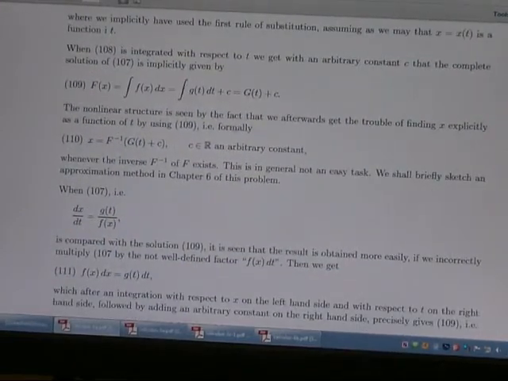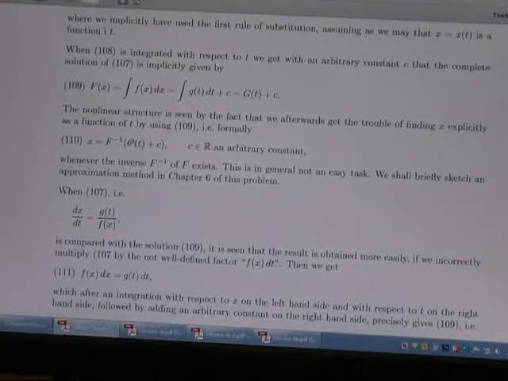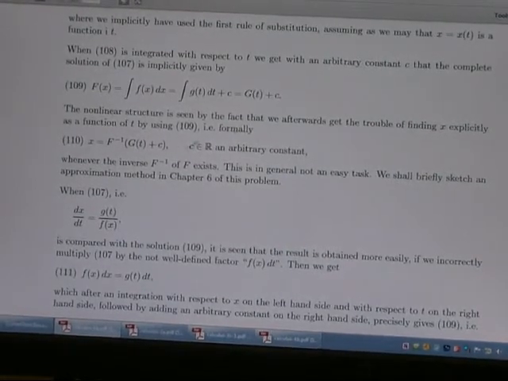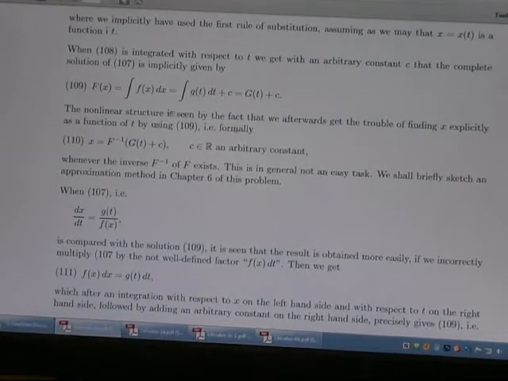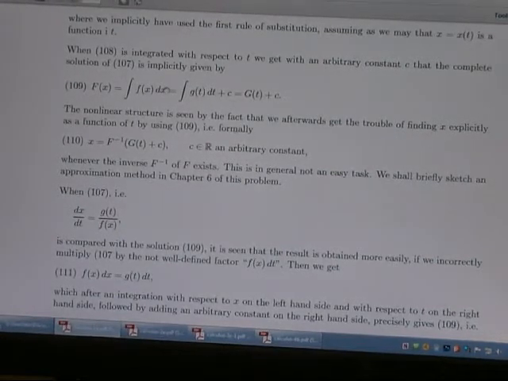So in this equation, the integration of f(x) dx can be written as the integration of g(t) dt plus c, so capital G(t) plus c. So f inverse of G(t) plus c, where this c is an arbitrary constant.